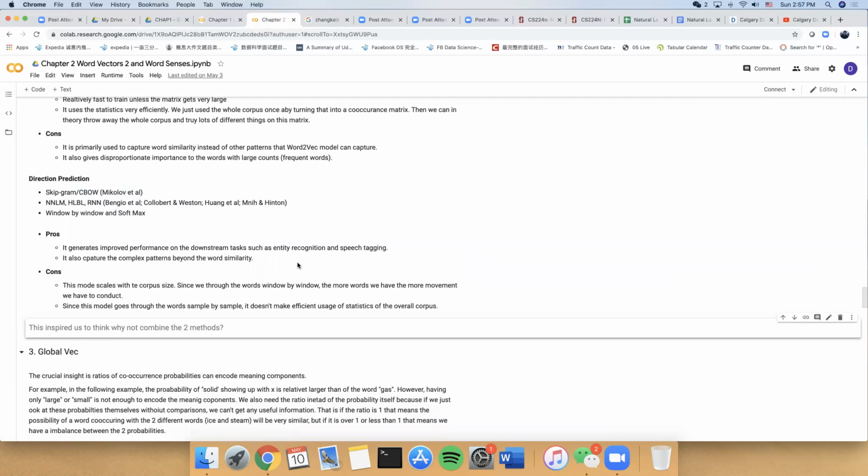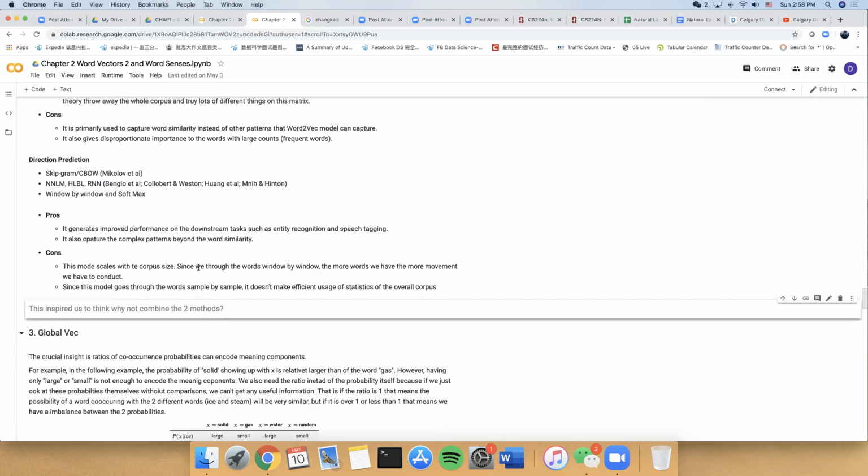The context can capture that kind of specific location, and also capture the complex patterns beyond word similarity. So it captures because it uses a window. It cares about the meaning, the whole window's meaning and a word's meaning. So it can give you more explanation of the word itself instead of just a series of occurrence numbers. But the disadvantage is that this kind of model scales with the corpus size.